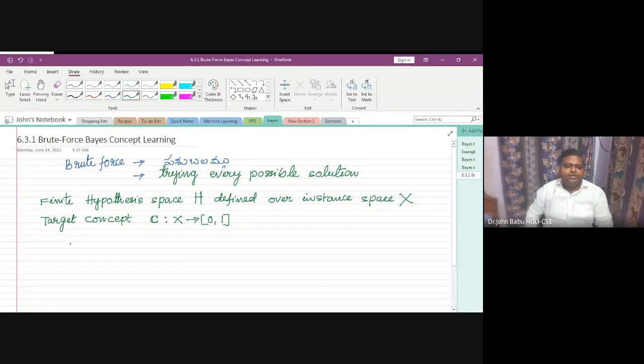So we want some training examples now for finding a hypothesis. Training examples, which are generally given by D, which consists of, let us say, x1 comma d1. d1 is the data, x is the instance, so x2 d2, so on xm dm.